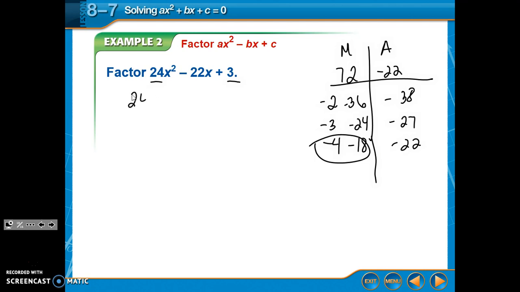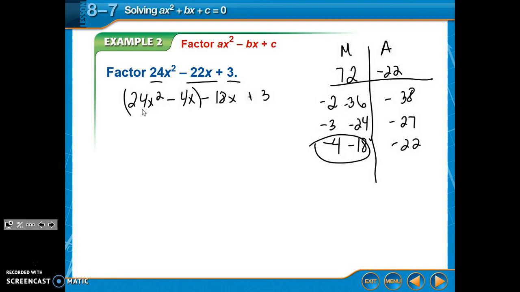So I'm rewriting this. Instead of negative 22x, I'm going to do minus 4x and minus 18x, and then plus 3. So I just replaced this with these. I haven't changed it because negative 4 and negative 18 still add to negative 22. Okay, so now I want to factor this by grouping.